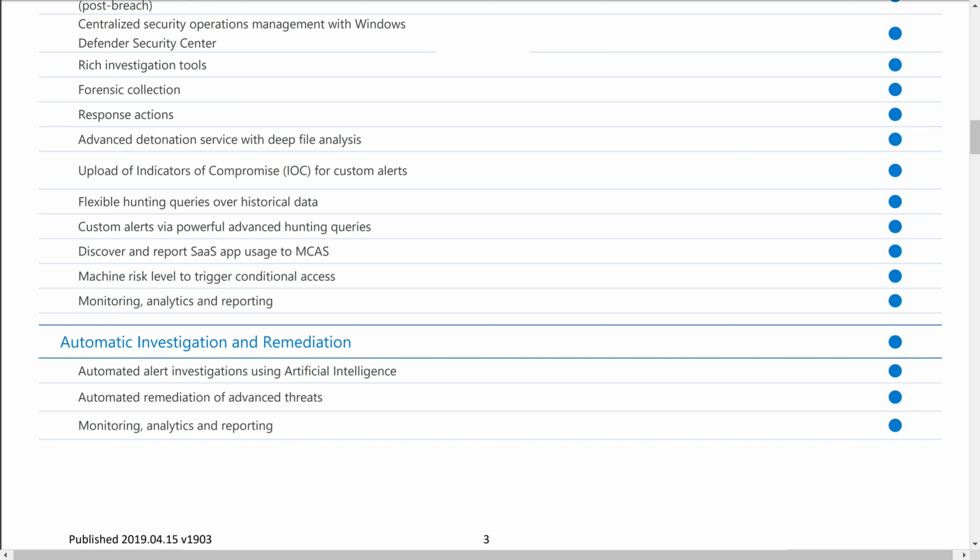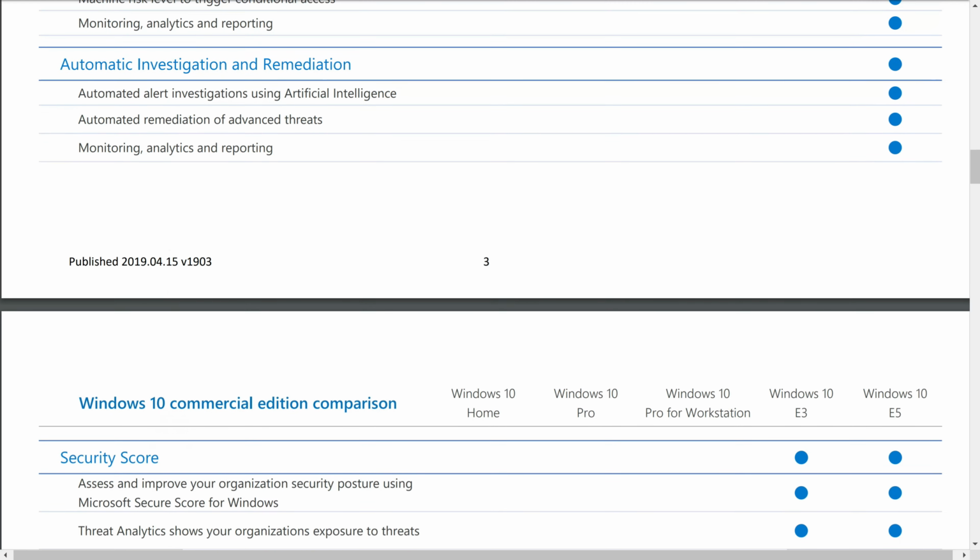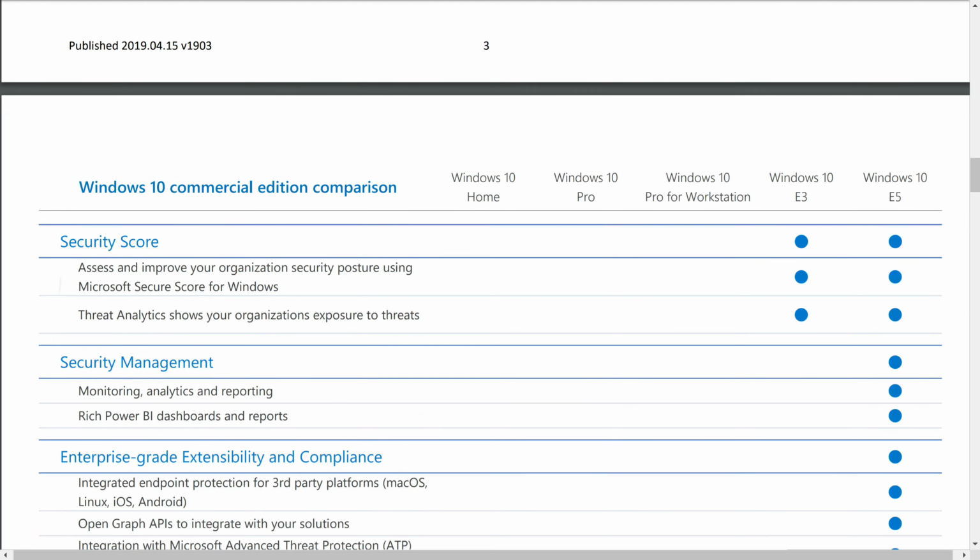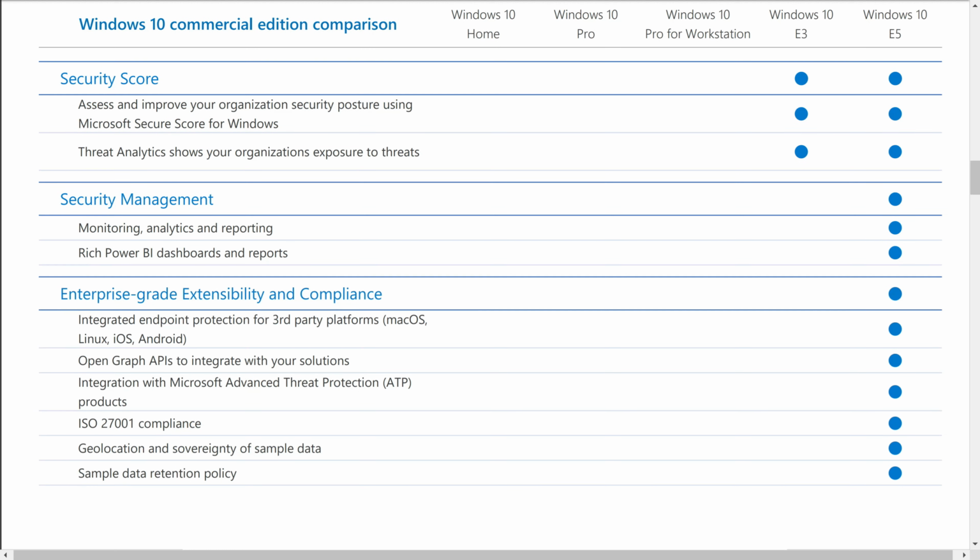You can start to look to do that around automation of advanced threats, automation, for example, around some of your analytics and reporting as well. So you can really start getting some really good constant flows of data as to what's happening to your Windows environment from a security angle as well, right? And finally, we'll tie this off around some of the security management stuff. Again, you'll see, for example, rich Power BI dashboards, reporting, monitoring, analytical reporting, solely on the E5 side of the fence as well.